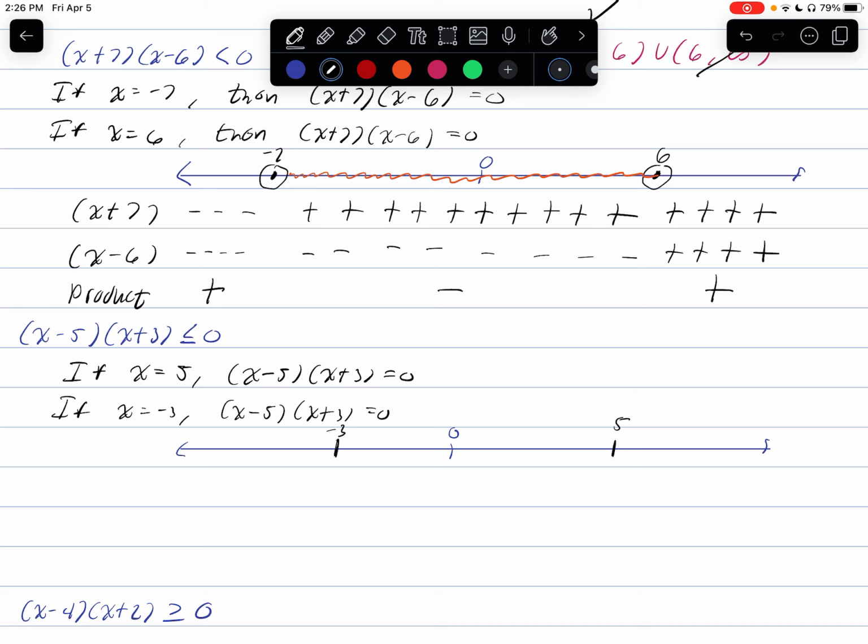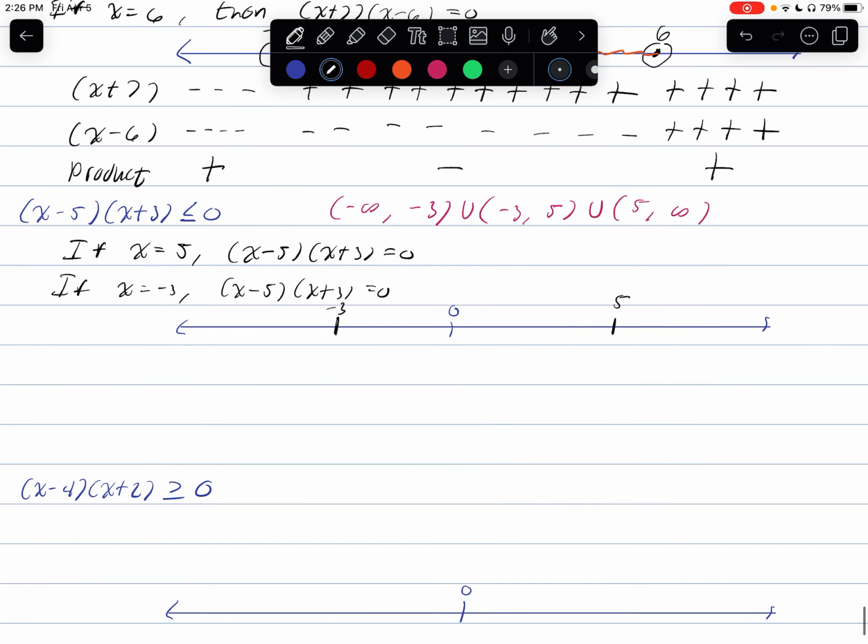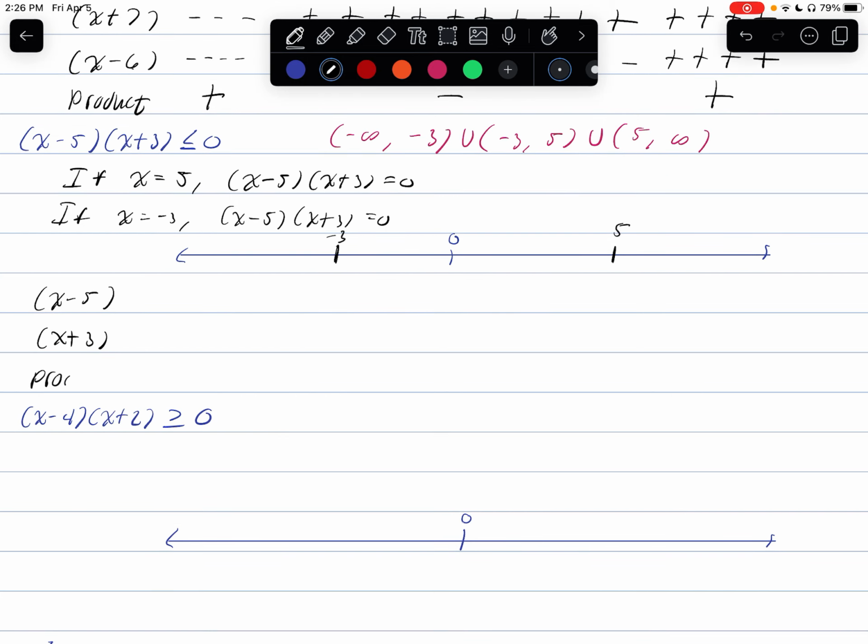So that's going to divide our number line up into the intervals from negative infinity to negative 3, union with the interval from negative 3 to 5, and union that with the interval from 5 to infinity. And these are the intervals that we're going to be concerned with. So let's go ahead and put down our factors here. We have x minus 5, we have x plus 3, and we're also going to have their product.